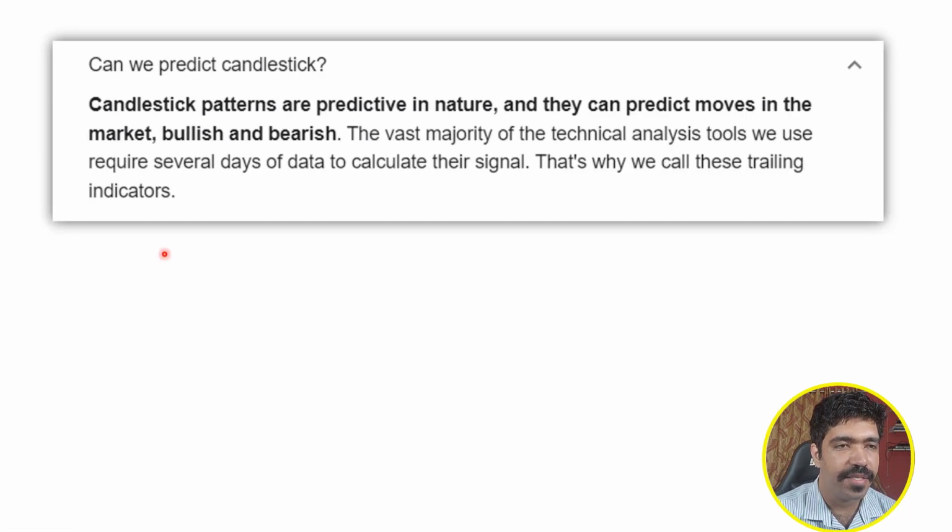Next is, can we predict the candlestick? Candlestick patterns are predictive in nature and they can predict bullish and bearish moves in the market. The vast majority of candlestick technical analysis tools we use require several days of data to calculate the signal. That's why we call these trailing indicators. We have multiple indicators which we are going to talk about in upcoming videos, like the RSI indicator and the MACD indicator. Some indicators are leading indicators and some are trailing indicators. Leading indicators are beneficial for intraday trading, as they give us the signal ahead of time, as a probability. In the case of a trailing indicator, the signal is created only once the data has been generated.